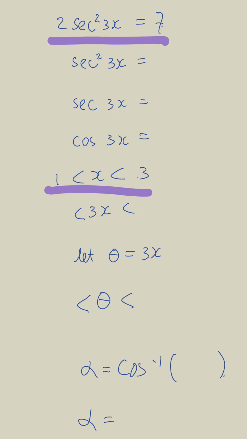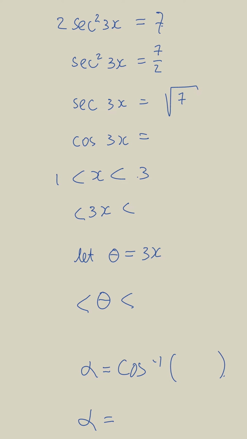Now, shall we do together 2 secant square 3x equals to 7, and we make secant square 3x the subject. Very simple. We just divide both sides by 2. So we get secant square 3x equals to 7 over 2. Next, we try to find secant 3x. Because secant square 3x equals to 7 over 2, we need to root them. So secant 3x is equals to root 7 over 2.